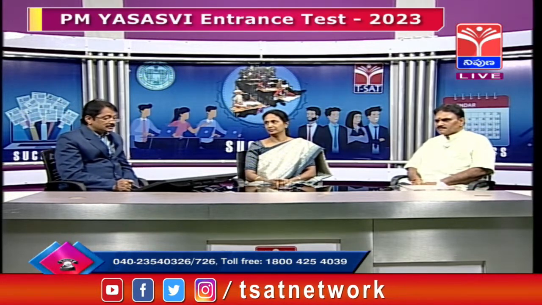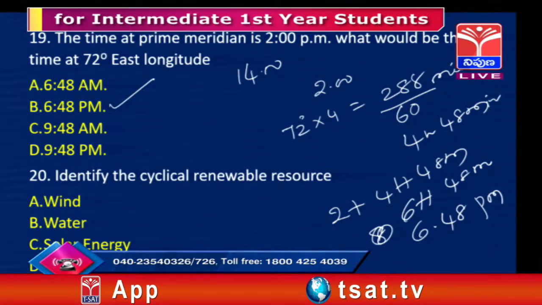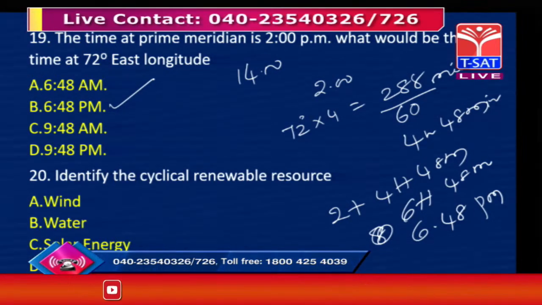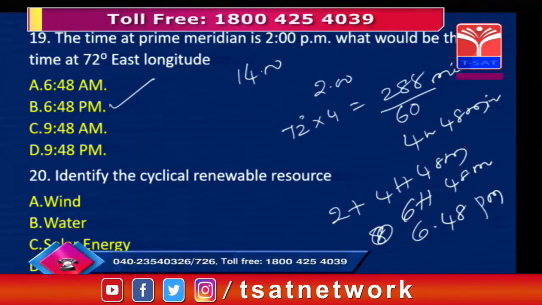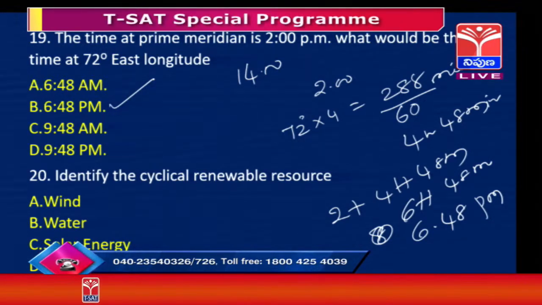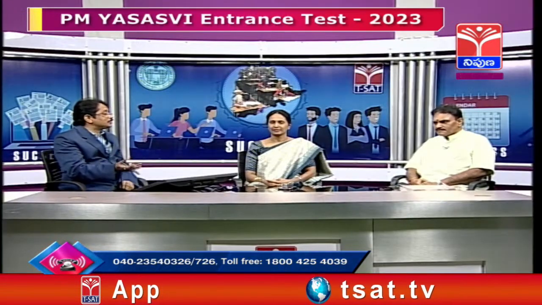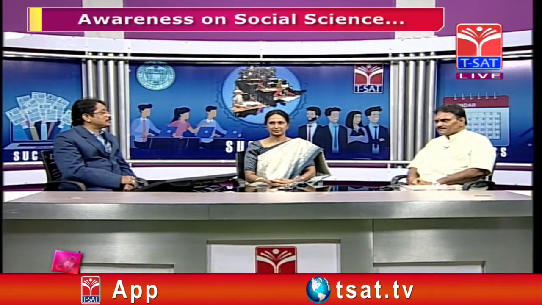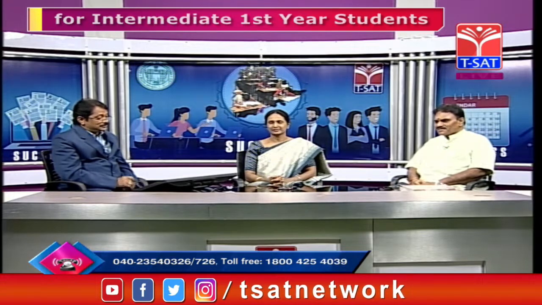Now shifting to the next question: identify the cyclical renewable resources. So here 4 options are given: wind, water, solar energy and tides. If they know what are the renewable resources and which are not renewable resources, then they have to identify which are in the cyclic process. So these two things the children should know.